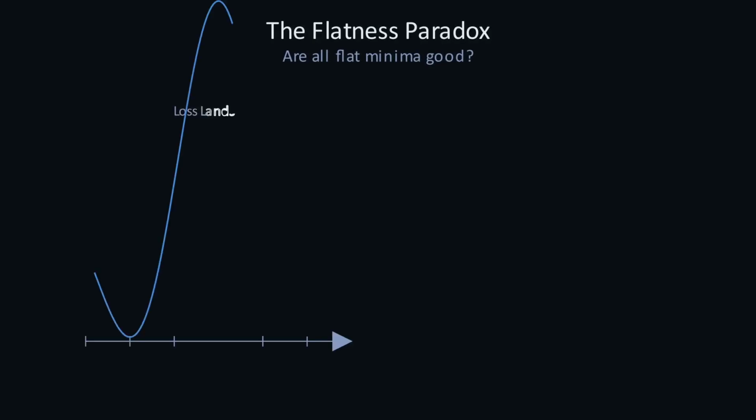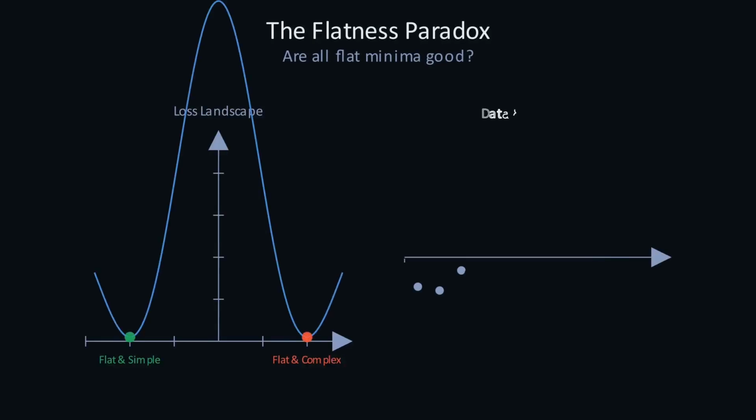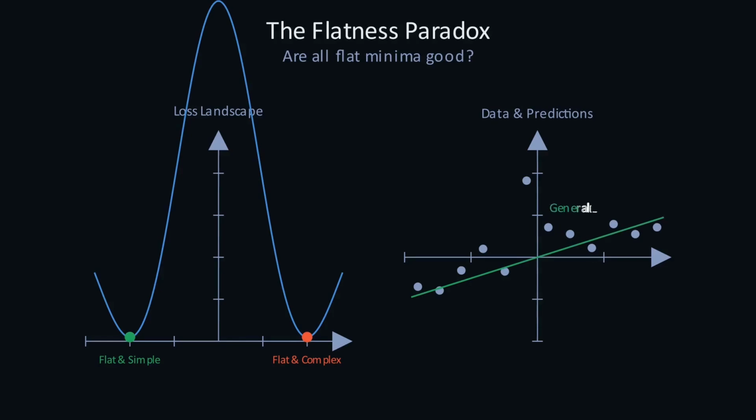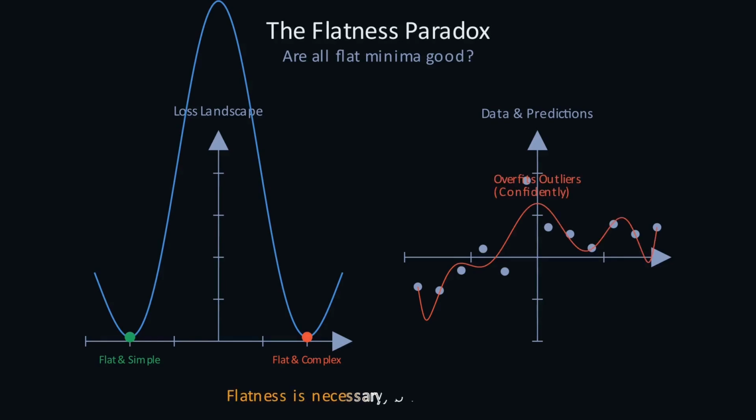Flat solutions create simple structures. This statement sounds perfect, but in machine learning, nothing is absolute. We face a paradox: not every flat minimum is good. Look at the graph on the left. We have two minima. Both are completely flat at the bottom.